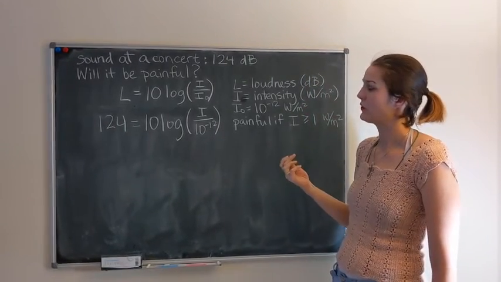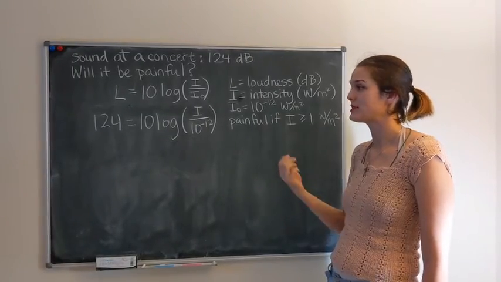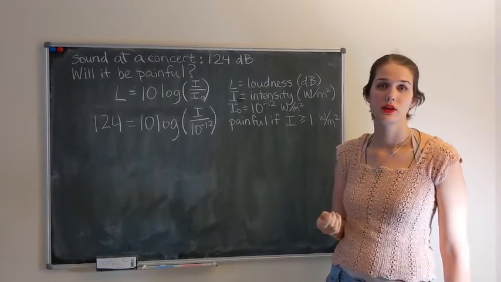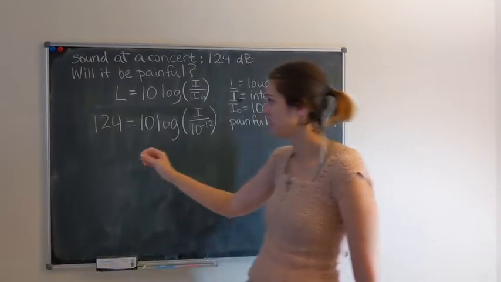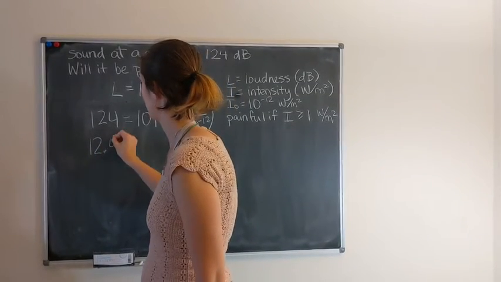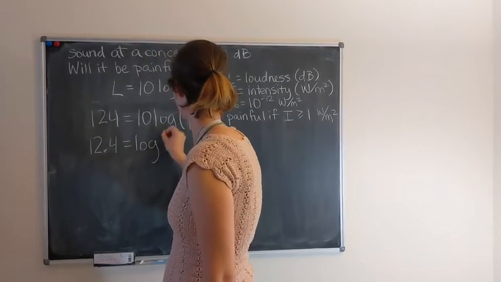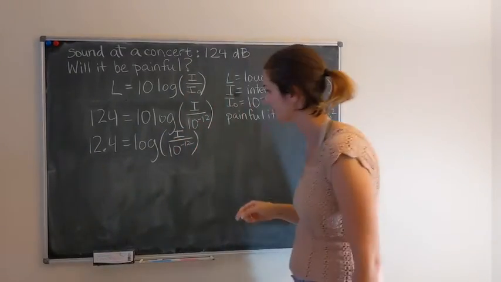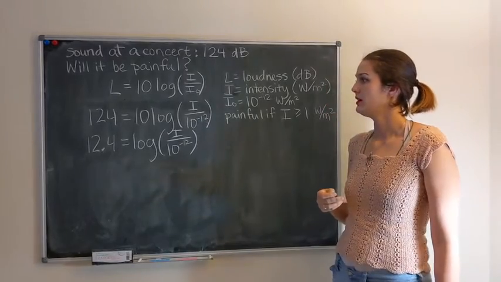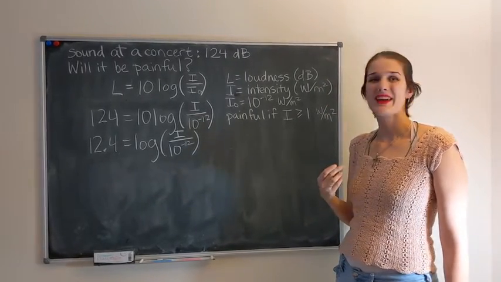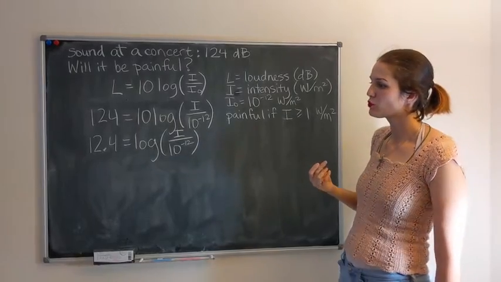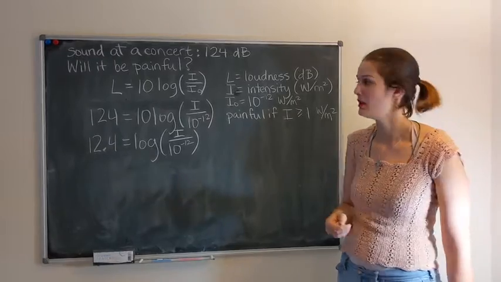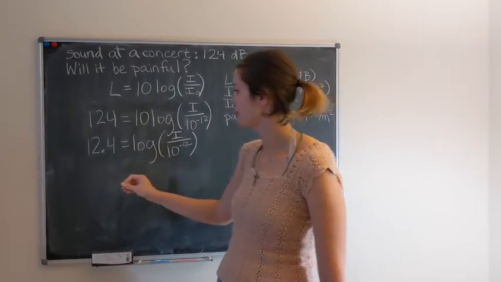So the first step in solving a logarithmic equation like this is to isolate the logarithm by itself on one side of the equation. We can do that by dividing both sides by 10. So we'll have 12.4 equal the log of I over 10 to the negative 12. And then we can get rid of the logarithm by rewriting this in exponential form. So in exponential form, we have a log base 10.